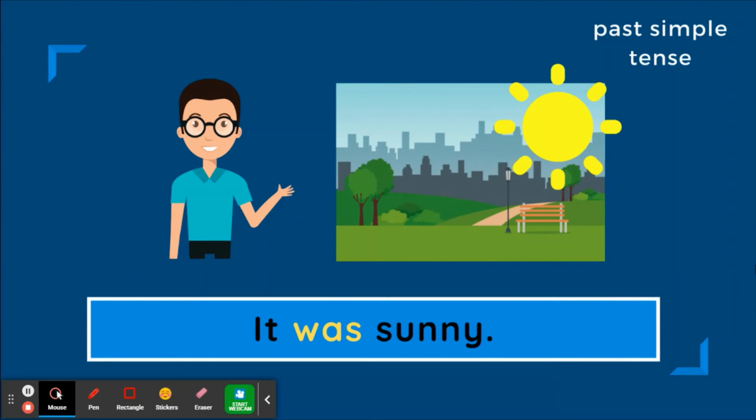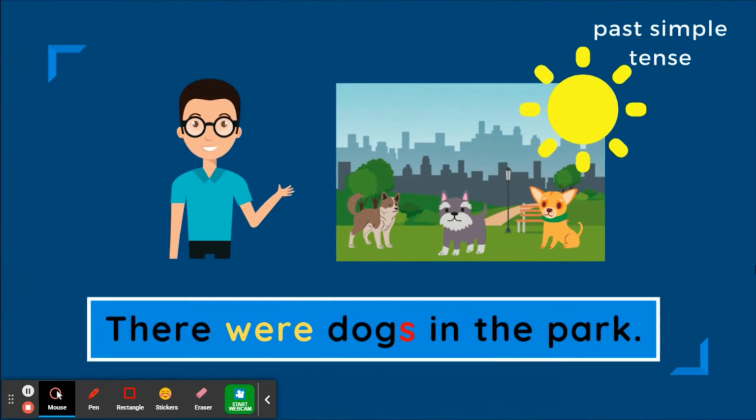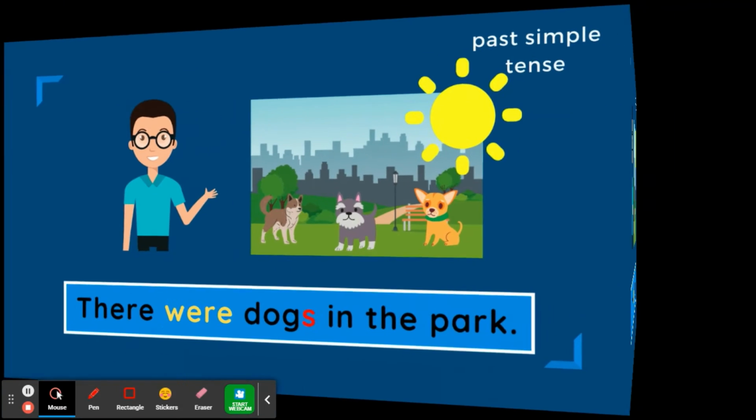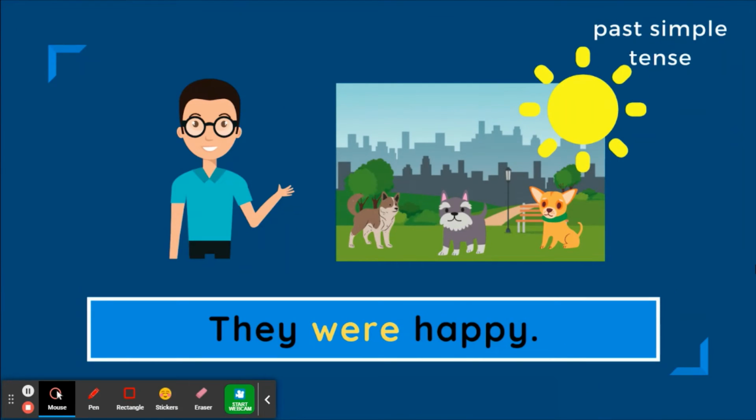It was sunny. So again, look at the illustration. It was sunny. There were dogs in the park. Just remember to repeat after me, or with me, or around me, it doesn't matter. They were happy. Okay, let's go ahead and do it together. They were happy.